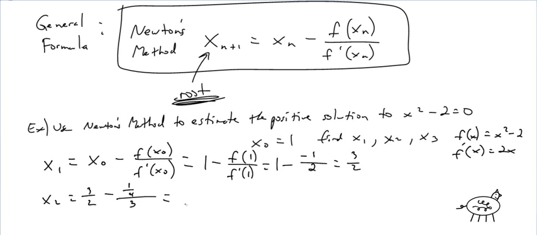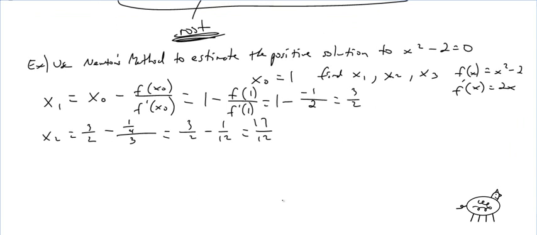And you're just basically doing a little bit of work here. It's basically saying 3/2 minus 1/12, which is 17/12. That's like saying 18/12 minus 1/12 is 17/12. Okay, so let's do one more iteration here.